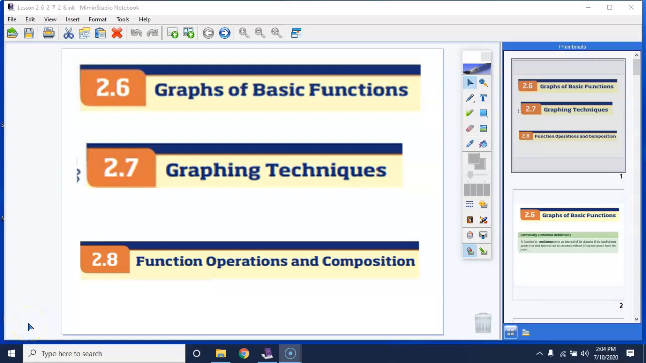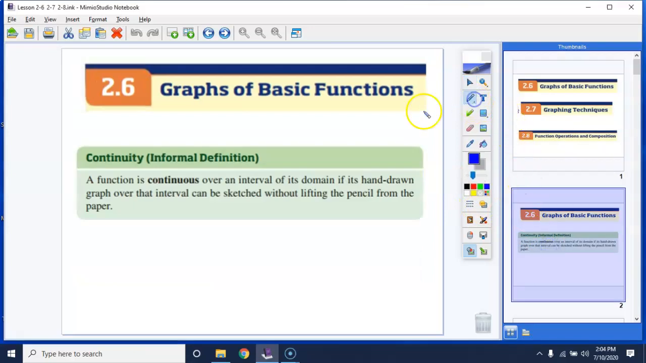Hello everyone. In this video I'm going to cover three lessons: Lesson 2.6, 2.7 and 2.8. Let's have a look at the first one. Lesson 2.6, graphs of basic functions.